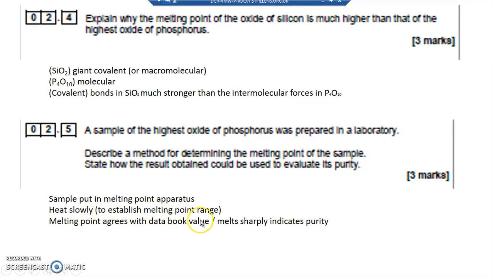And then if the melting point agrees with the data book value, you know you've got a pure sample. It also melts sharply if it's pure as well.